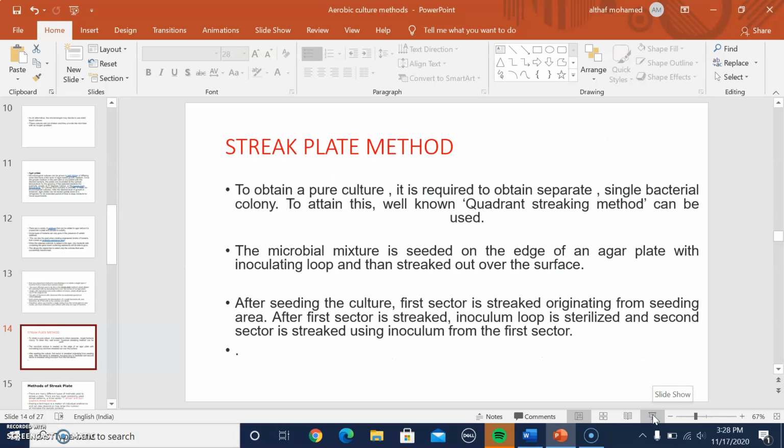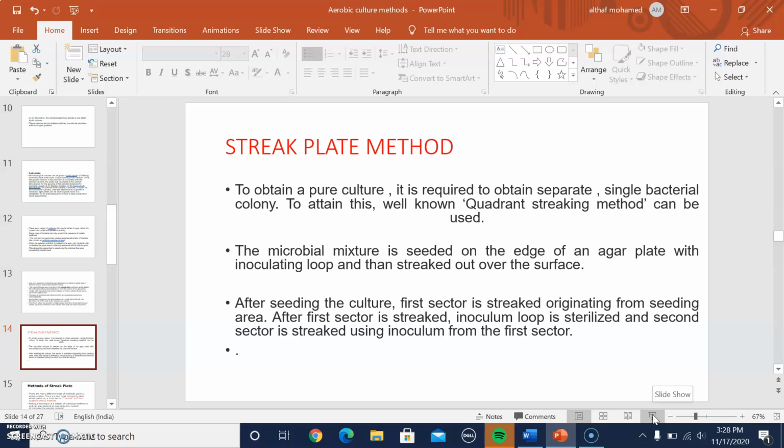Next is about the streak plate method. To obtain a pure culture, it is required to obtain a separate single bacterial colony. For attaining this, a well-known method, the quadrant streaking method, can be used. There are other methods also, but I am mentioning the quadrant streaking method here.